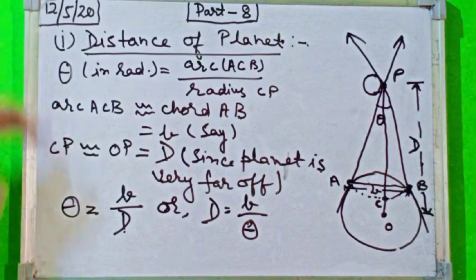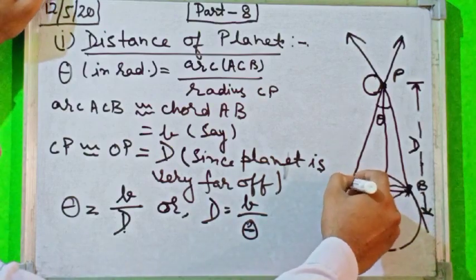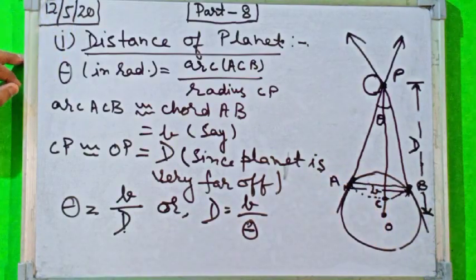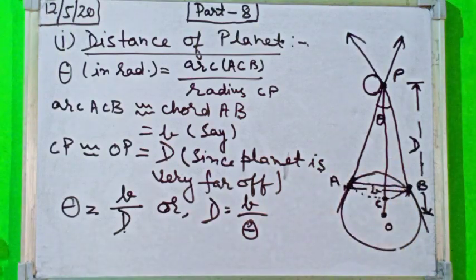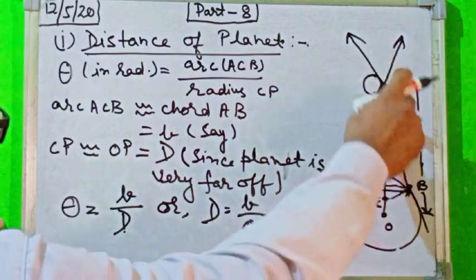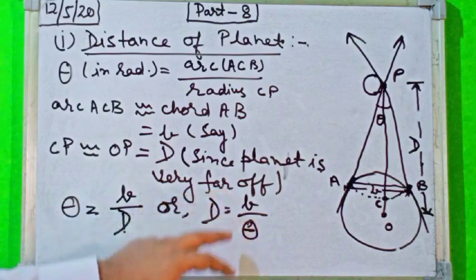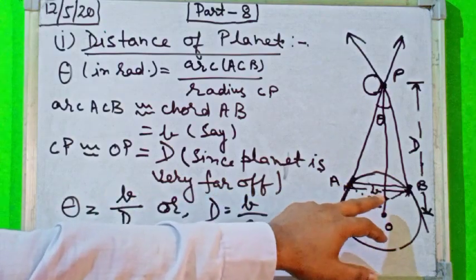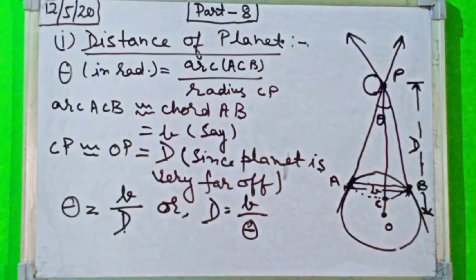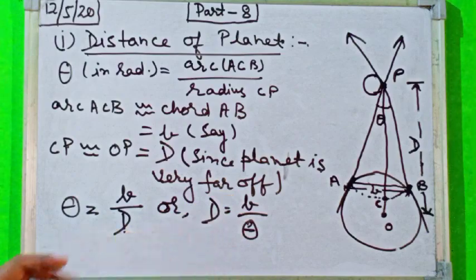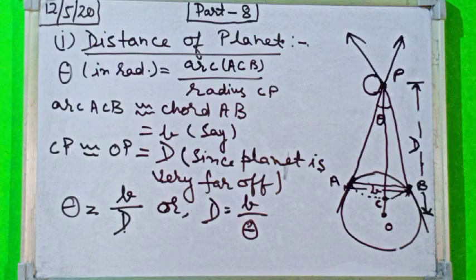Very good. So here, by knowing the separation between two observatories on the surface of the earth, that is small b, and by measuring the parallaxical angle, an approximate measurement of the angle between the two lines of sight, if we know these two values, then we can easily find the separation of the planet from the surface of the earth.